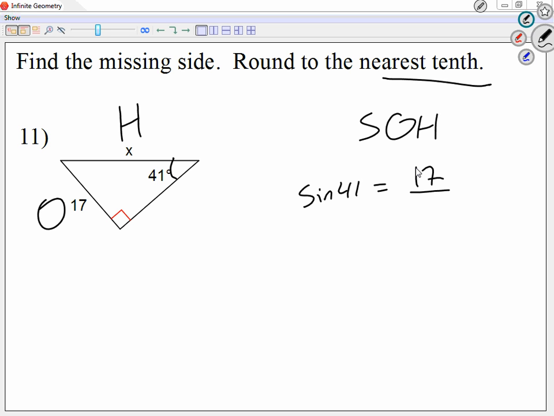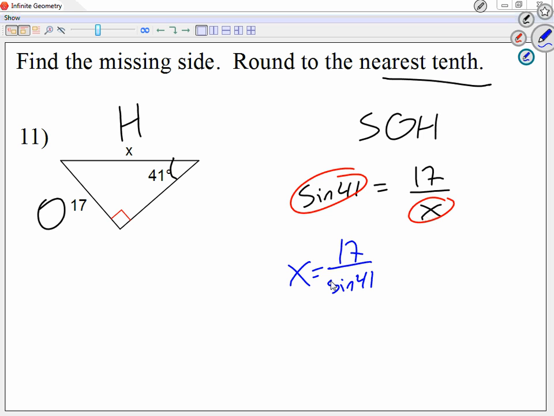So 17 over x. If the x was on top, so instead of 17, it was x over 17, multiply both sides by 17 and you're good to go. You multiply if the x is on top. But since the x is at the bottom, the x and the sine of 41, the whole thing, I'm going to swap them. So I'm going to have x equals 17 over sine of 41.